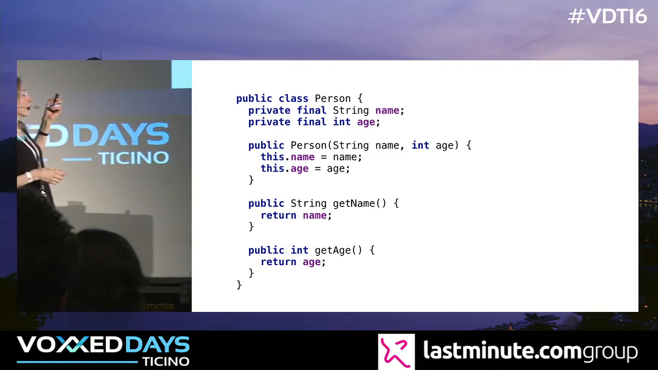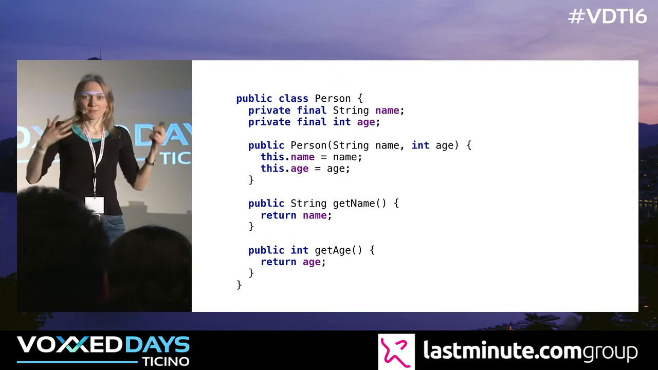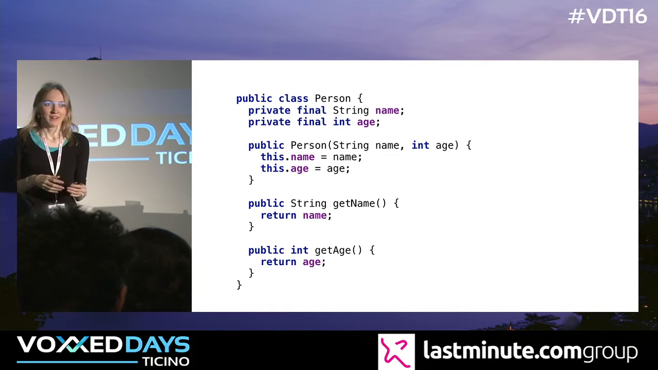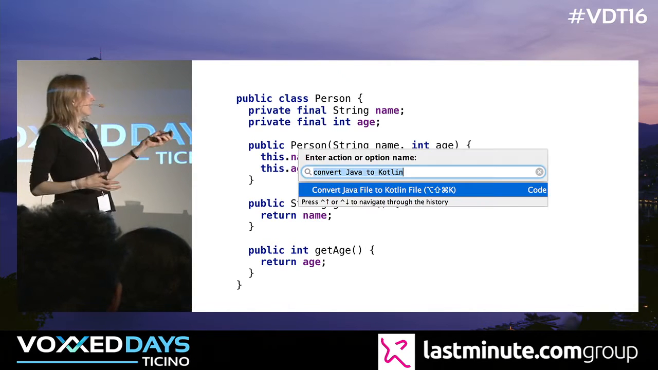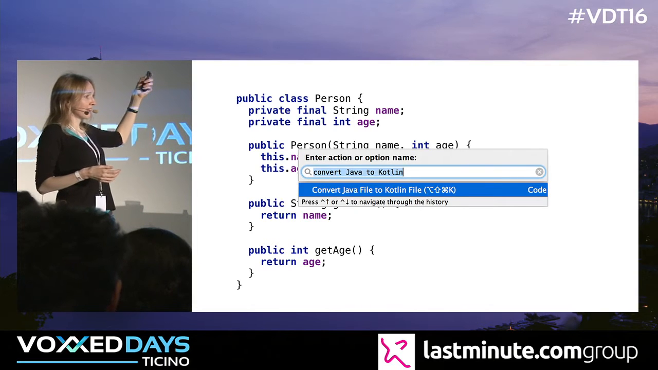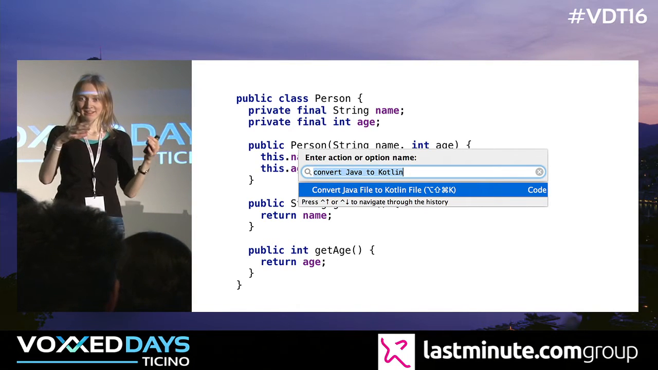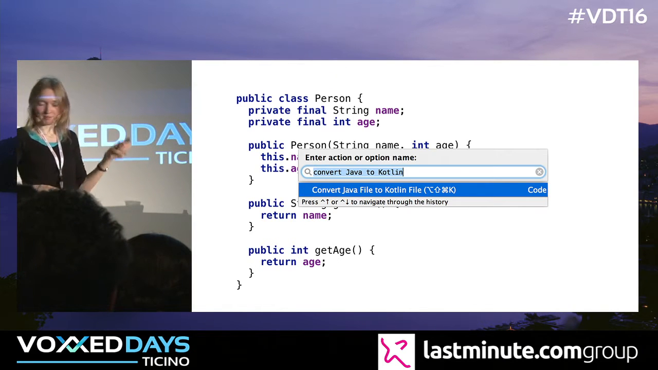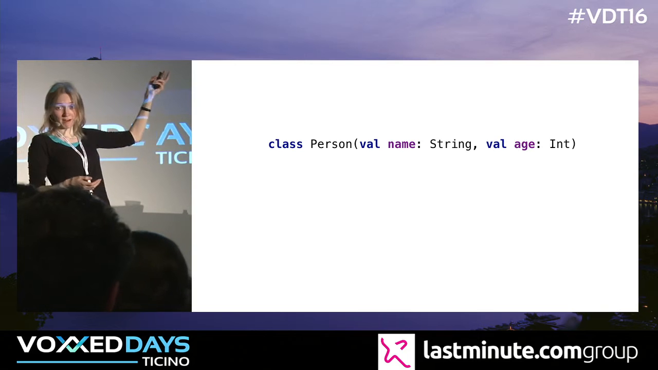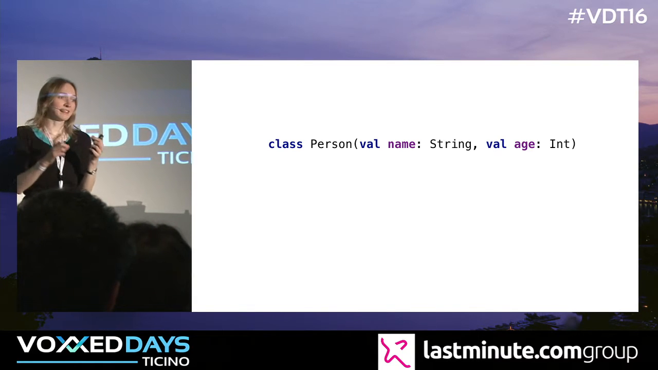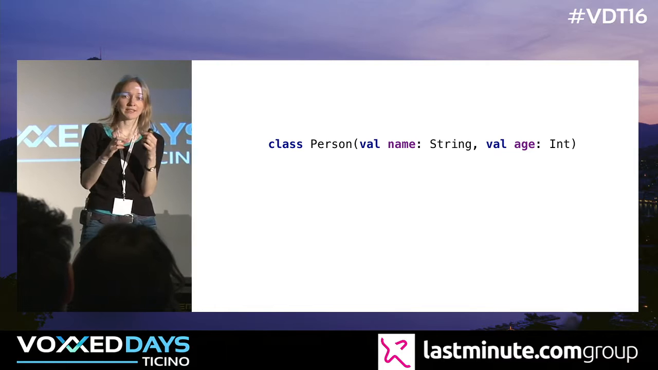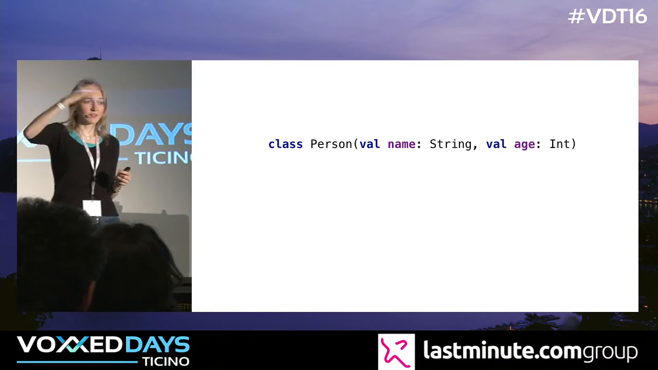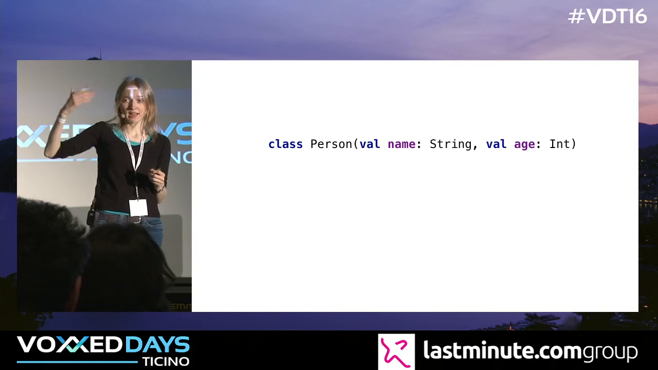And we would like to express the same idea in a shorter fashion. And now we have a tool that can automatically convert Java code to Kotlin. So we can use this tool for this example. And here is what we have. And the thing is that under the hood, this code is absolutely the same. In the previous code, you saw that there is a class with a constructor, two fields, and two getters.